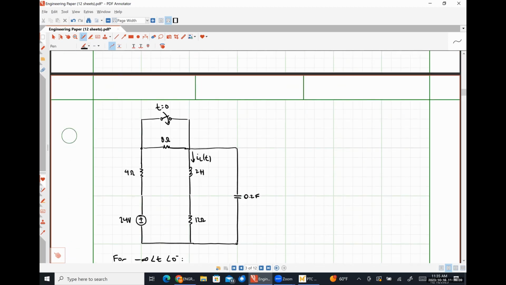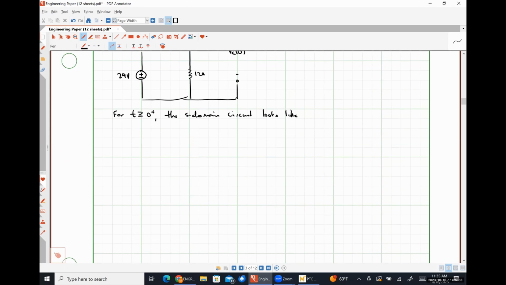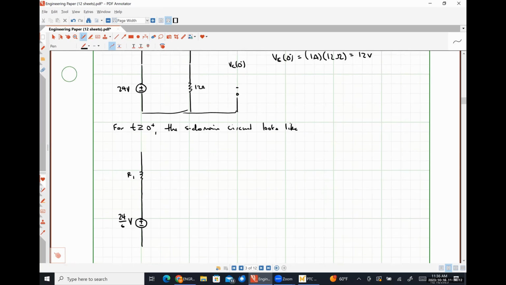Let me just go up here and label things, because once again, this is the way that I prefer to do it. You don't have to, but when I write my equations, I don't like to put numbers in them. So we're going to have resistor R1 in series with 24 over S volts. So let's talk about this just really quickly.